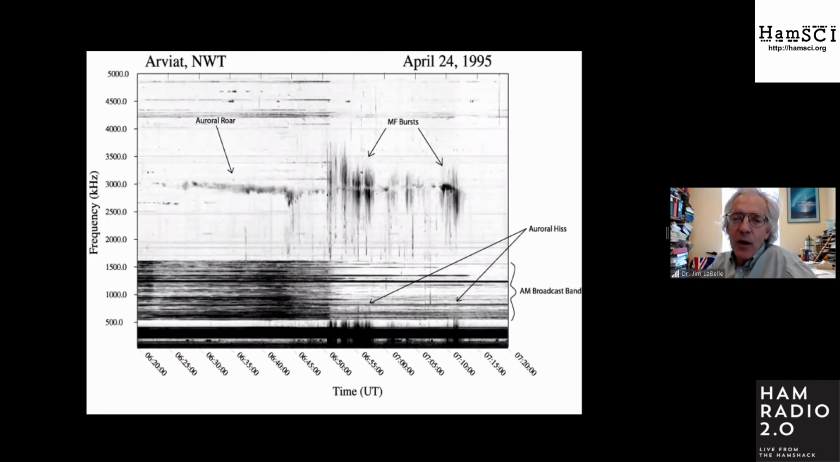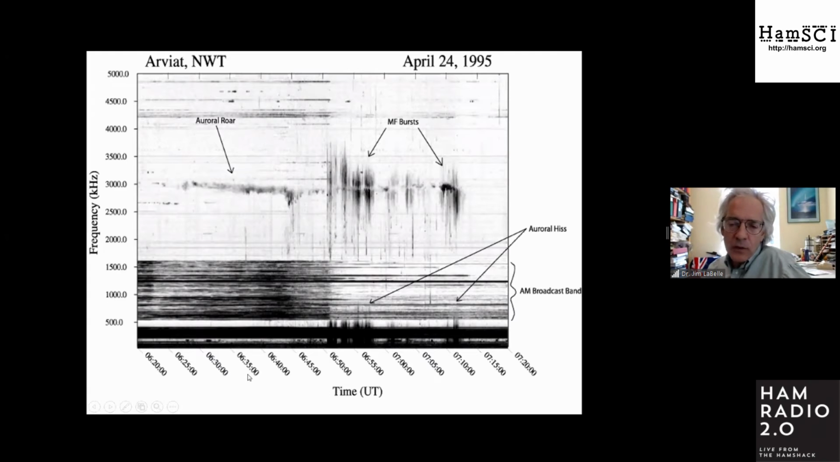Okay, so what do we see? All right, well, here we have a waterfall chart. I'm thinking that most people in the audience are familiar with these. This is a chart where you put the frequency of the radio signal on the vertical axis, and time on the horizontal axis. Here we have 0 to 5 megahertz on the vertical and 1 hour of time on the horizontal. These measurements are made in northern Canada.